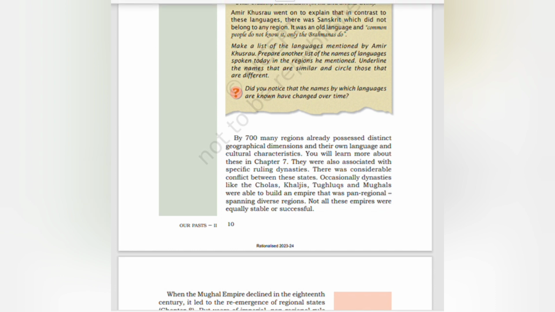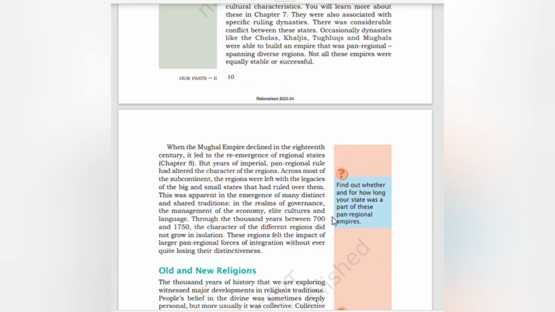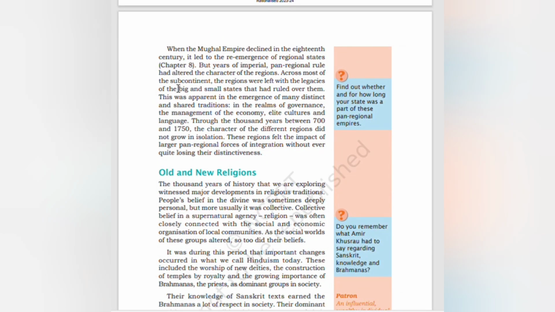Occasionally, dynasties like the Chola, Khaljis, Tughlaq, and Mughal were able to build an empire that was pan-religion, spanning diverse regions. Not all these empires were equally stable or successful. When the Mughal Empire declined in the 18th century, it led to the re-emergence of the regional states, but the years of imperial pan-regional rule had altered the character of the regions.